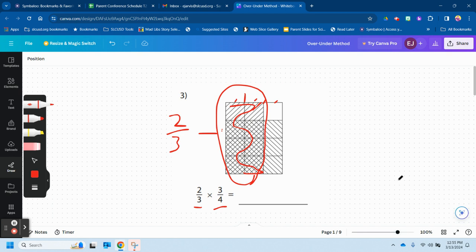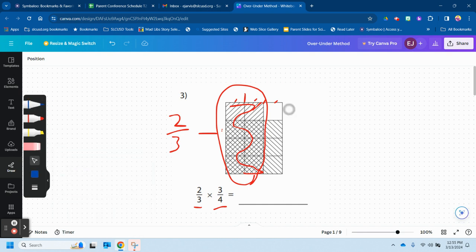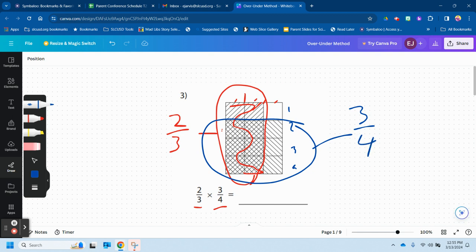So this is divided into fourths. 1, 2. Let me switch colors here for the other one. That's what I was intending to do. So this one is 1, 2, 3, 4, and we have 3/4. So this represents 3/4. What they're asking is, what's 2/3 of this 3/4 here? And the 2/3 represents this number here.